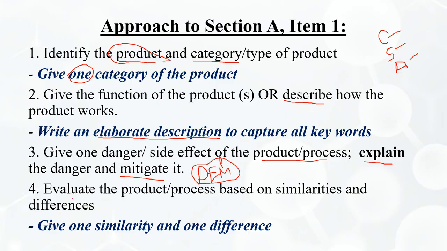Then finally, we evaluate. Don't forget we have advice. When you're advising, after looking at the side effects, you come to evaluation. Evaluation is where you start giving the similarity and the difference of the product that you have given in number 1. When we are giving the similarity, we just give only one. We don't need to give very many similarities and very many differences. Even the space that you have won't be enough. So give only one similarity.